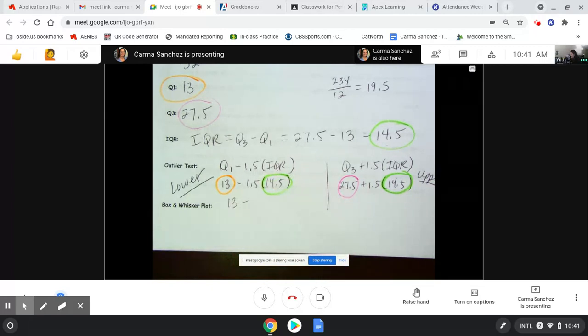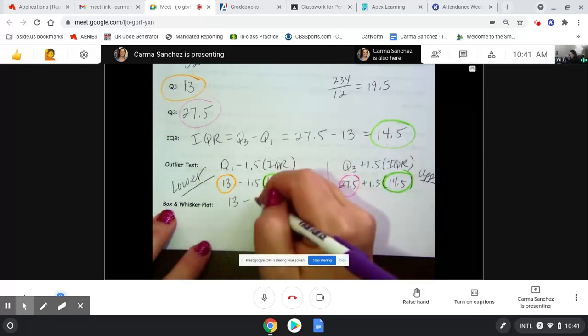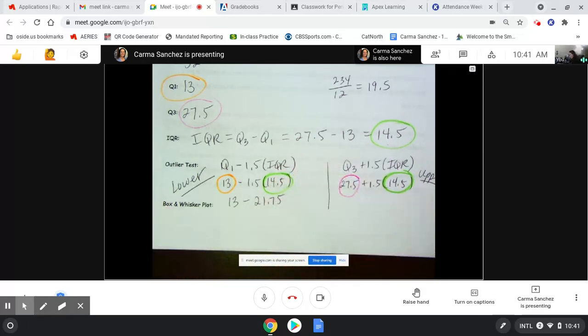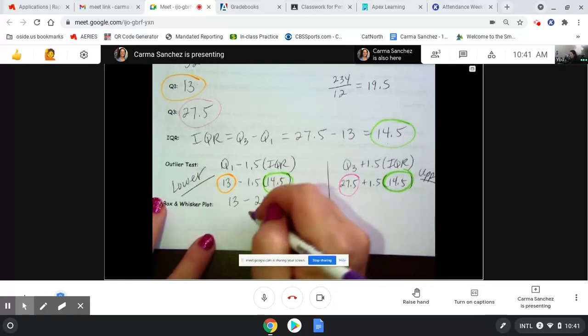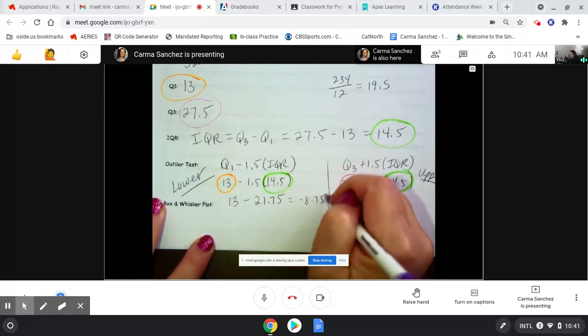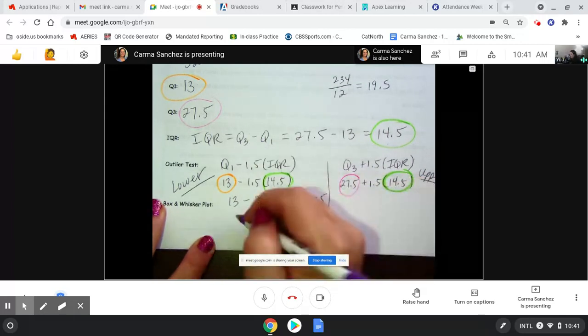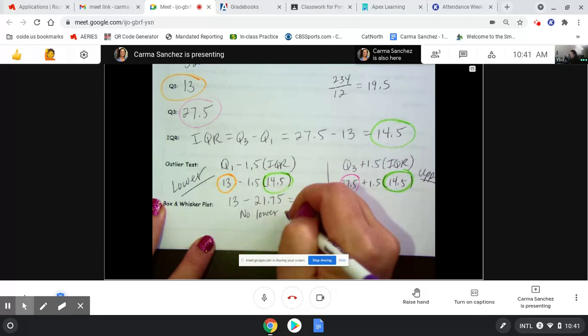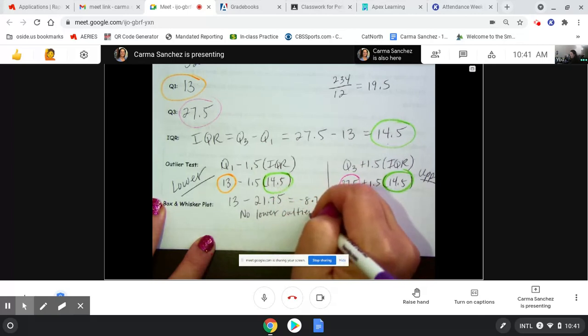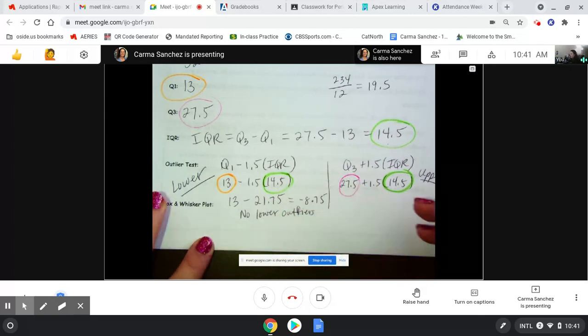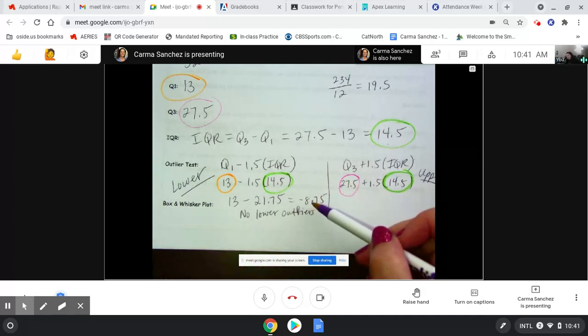13 minus 1.5 times 14.5. And that gives me 21.75. So 13 minus that is going to be negative 8.75. Sometimes our lower cutoff comes out negative. So obviously there's no lower outliers because we don't have any numbers in our data set that are below this.